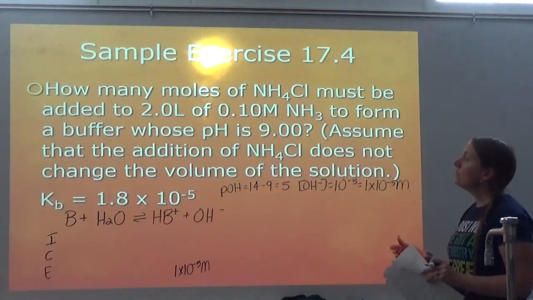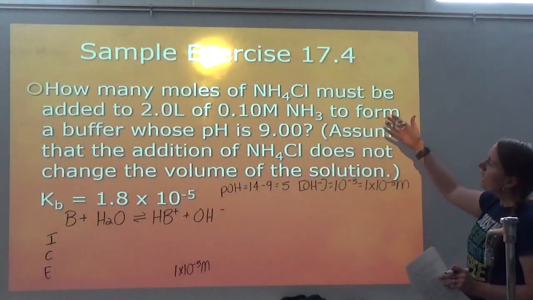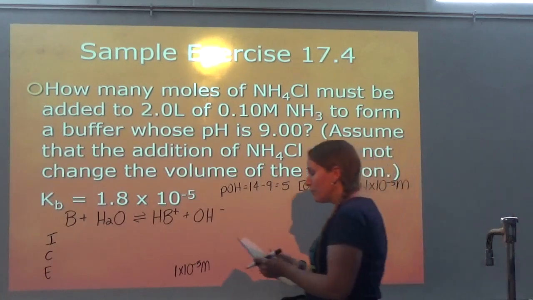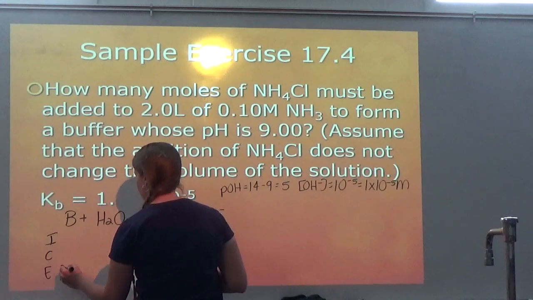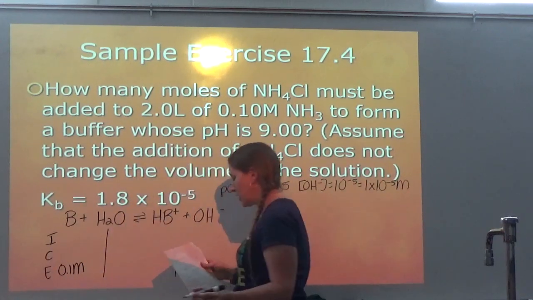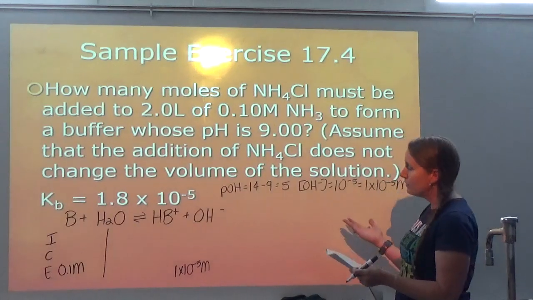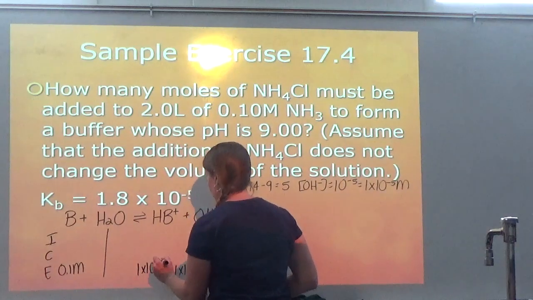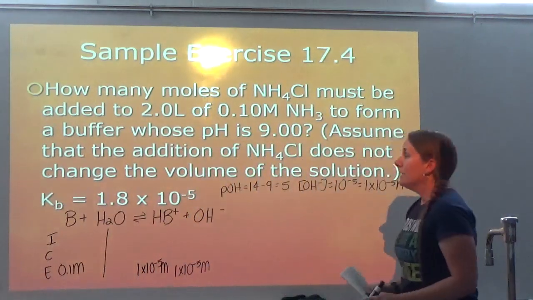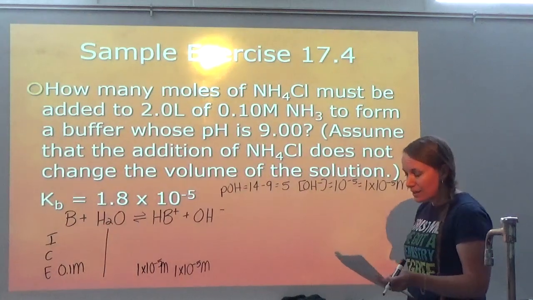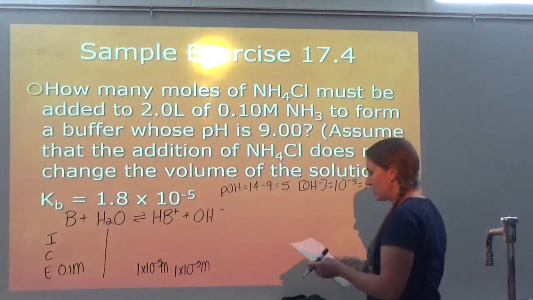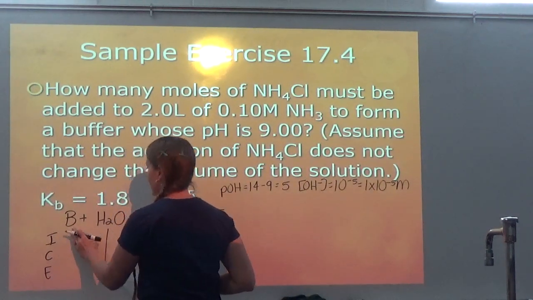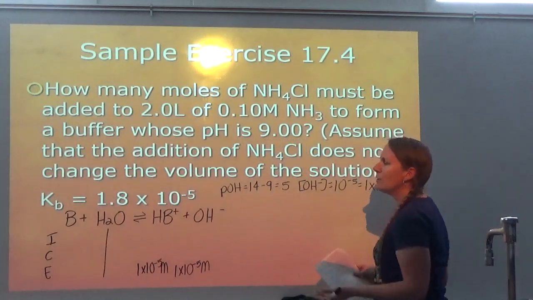It also tells me that we have added it to 0.1 molar NH3, so I already know my NH3 is 0.1 molar. We don't care about water. All we have left is my HB positive, but remember these are 1 to 1, so it's just 1 times 10 to the negative 5. Then I set up my Kb formula. This is not my equilibrium, sorry, this is my initial.